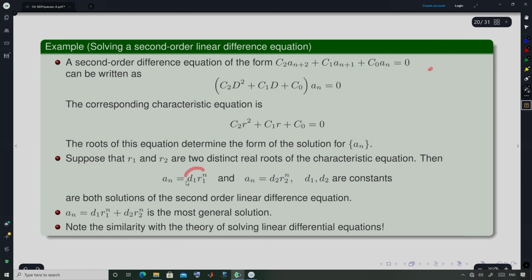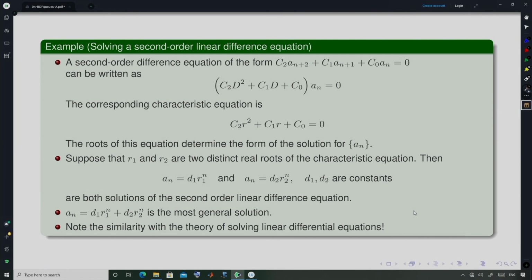You can simply substitute An equals d1 r1 to the power n in this equation, and you see that this equation is satisfied exactly, because r1 is a root of this. Similarly for this. So, the most general solution is d1 r1 to the power n plus d2 r2 to the power n. This theory is similar to solving linear differential equations, and that is what you observe here.